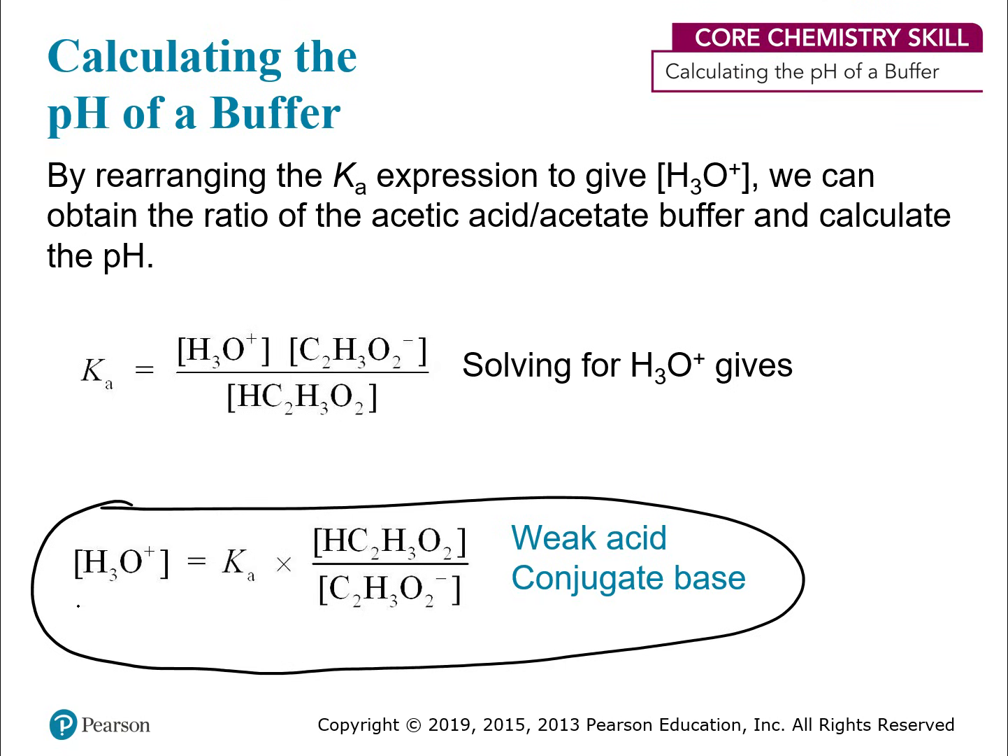So you have hydronium. The hydronium concentration is equal to the Ka times the concentration of weak acid over the concentration of conjugate base. Doesn't matter which weak acid it is, it's always going to have this form if you want to rearrange and solve for the hydronium ion concentration. Once you have this concentration, then you can use that to calculate pH, because remember, the pH is equal to the negative log of the hydronium concentration.